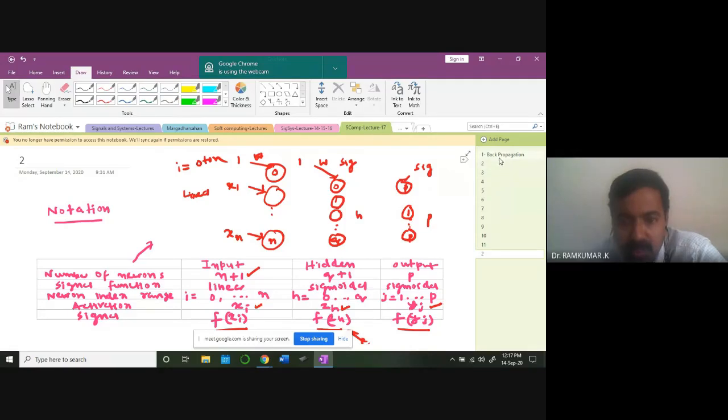Okay, we covered the number of neurons as well as the signal functions, and then the activation function followed by the sigmoidal function, that is the signal value f of Xi, f of ZH. This is the first step involved in the derivation.